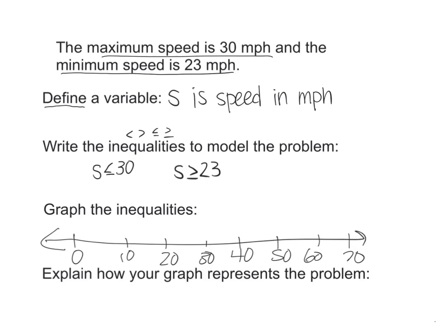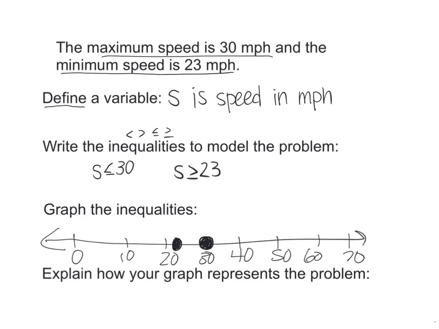Now we are going to graph them. So I find my numbers, so 30 and then 23. It's about right there. Now I need to think, do I color these in? 30, yep, it could be equal to 30, so I'll color that one in. 23, could it be equal to 23? Yep, so I'll color that one in too.